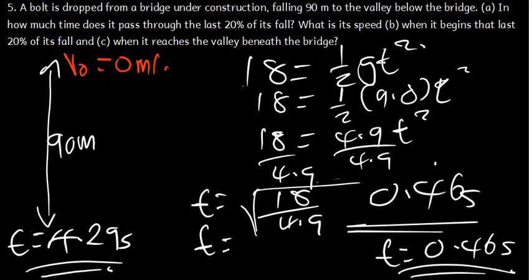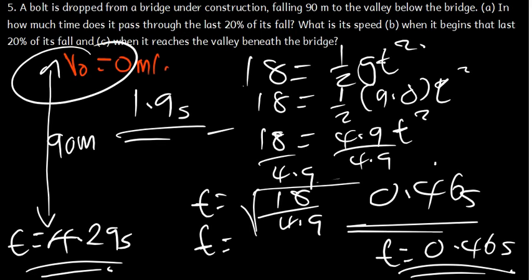So our t, in the first case, is when it begins to fall. So the time is going to be the square root of 18 divided by 4.9, which is 1.9. So 1.9 seconds will be our time, the time when it begins to fall, the first 20%.